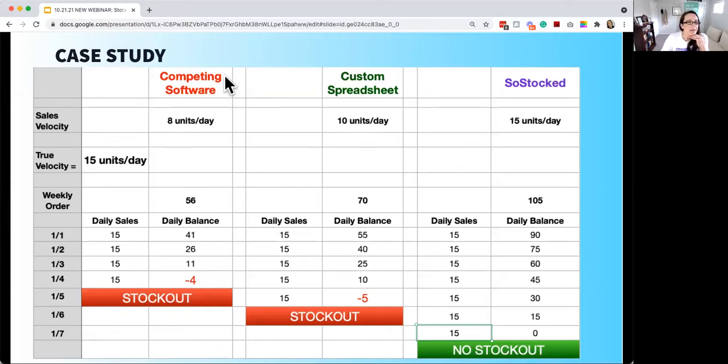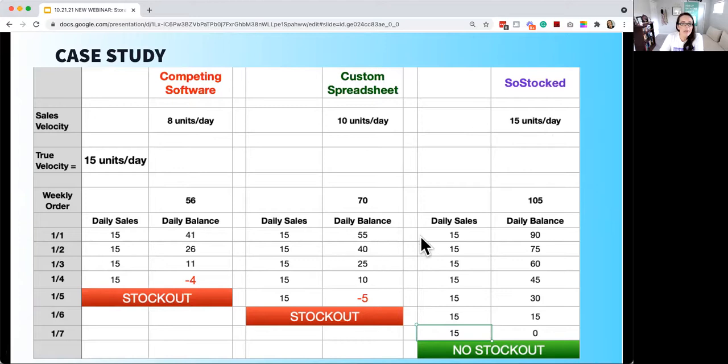So this is what was happening. He had the competing software telling him that he was selling 8 units a day. His spreadsheet said 10 units a day. SoStock said 15 units a day, which is almost double what the competing software was saying. With the other software, he would have been out in 4 days. He would have stocked out in 5 days with his custom spreadsheet. And if he were to place the correct order using SoStock's data, he would not have stocked out.